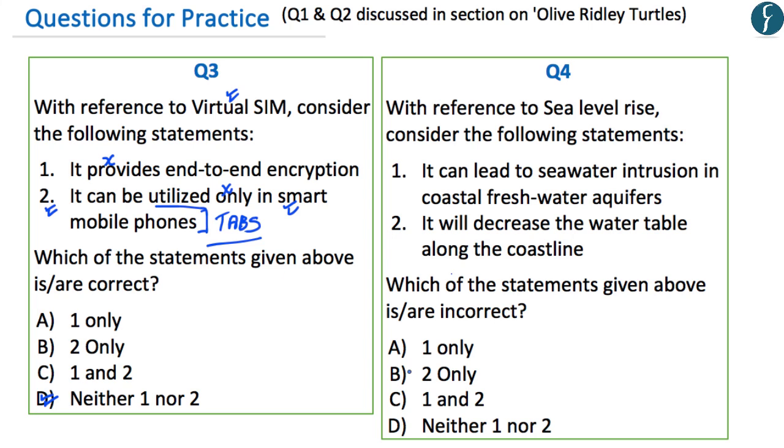Now with regards to question number 4, the correct answer is B, 2 only, whereby the question asks which of the statements is incorrect. Whereby statement number 1 is correct, that sea level rise due to climate change does lead to seawater intrusion in the coastal areas. And this seawater intrusion can also fill up freshwater aquifers. And with regards to statement number 2, you have to understand that there is a seawater intrusion along the coastline, and thereby it would increase the water table which is located along the coastline. And therefore the correct answer to question number 4 is B, 2 only.